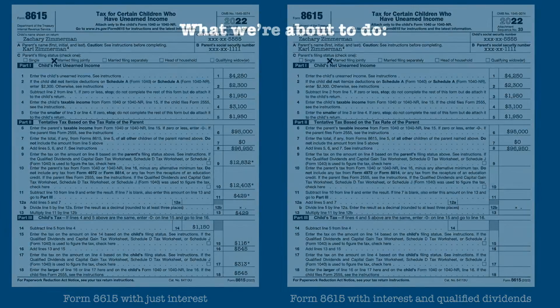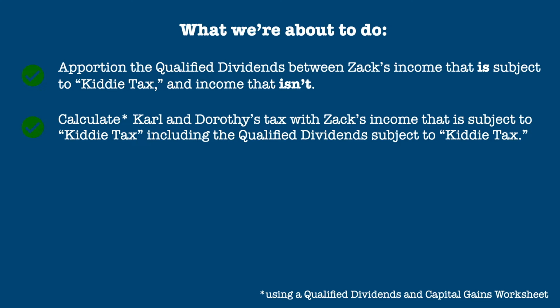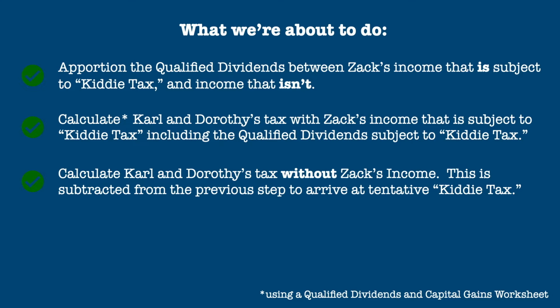Let me summarize what we're about to do. First, we're going to apportion the qualified dividends between Zack's income that is subject to Kiddie Tax and the income that isn't. We then calculate the tax on Carl and Dorothy's income, taking into account both Zack's income that is subject to Kiddie Tax and the qualified dividends that are subject to Kiddie Tax using a qualified dividends and capital gains worksheet. Next, we look up the tax on Carl and Dorothy's income without regard to Zack's income.